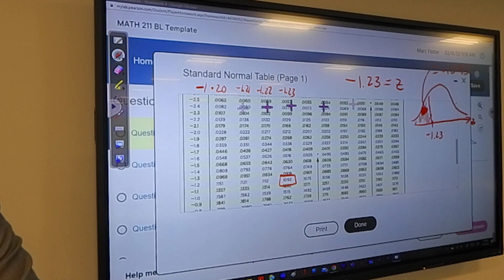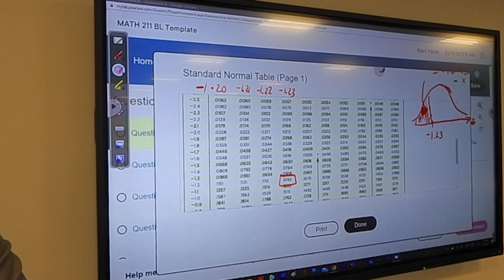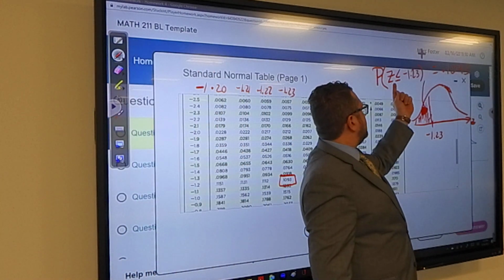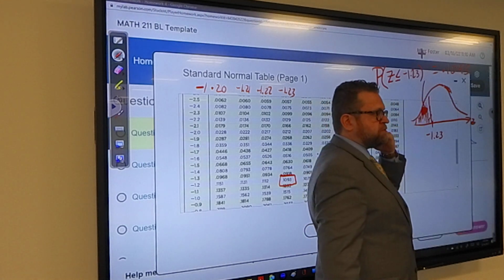Okay, and this number, 0.1093, is an area. It is that area that I have shaded right here. And symbolically, that number is the probability that we saw some z-score coming out less than or equal to minus 1.23. This thing here in the parentheses is our event. It's the event that we witnessed it come out less than or equal to minus 1.23.